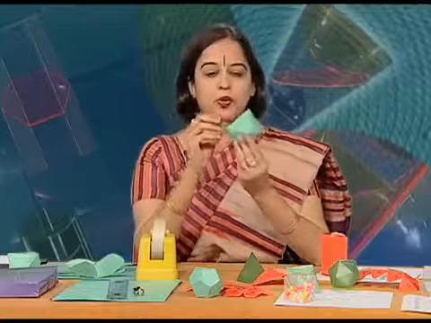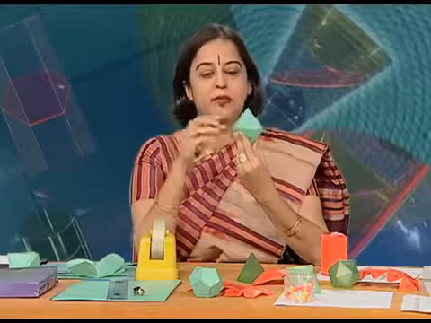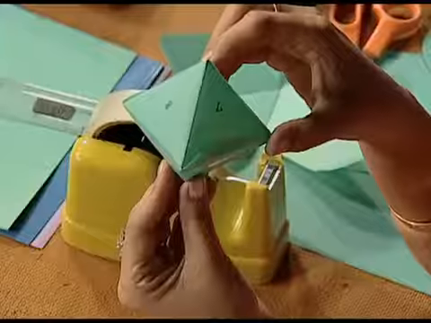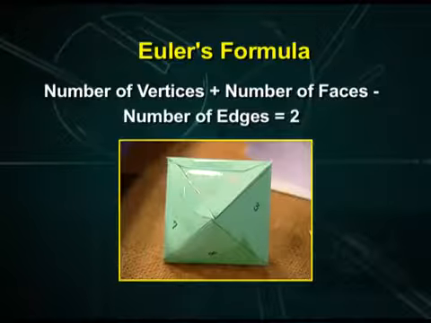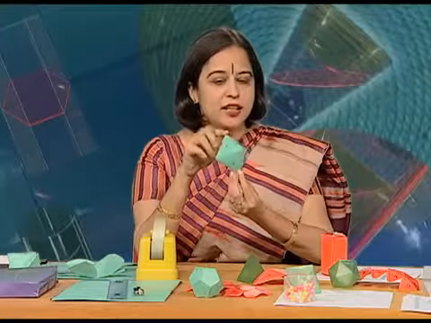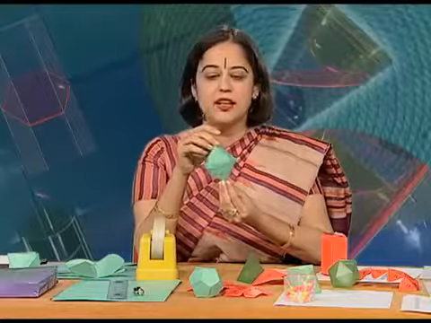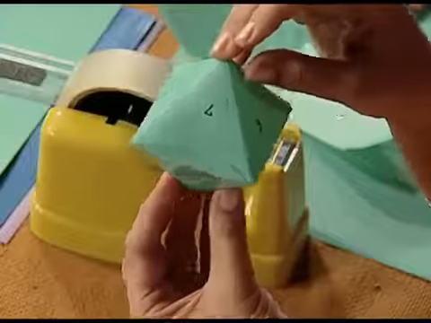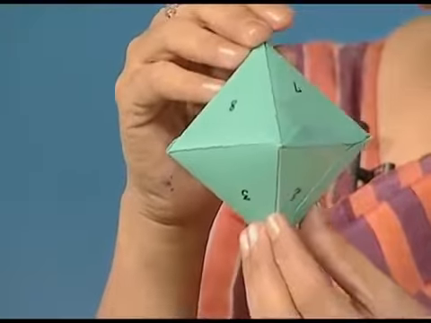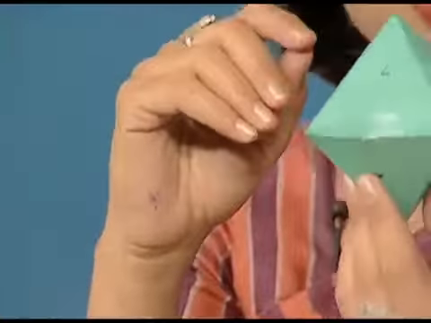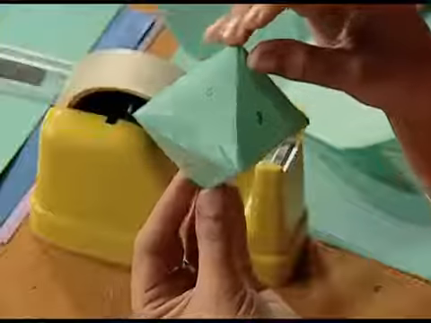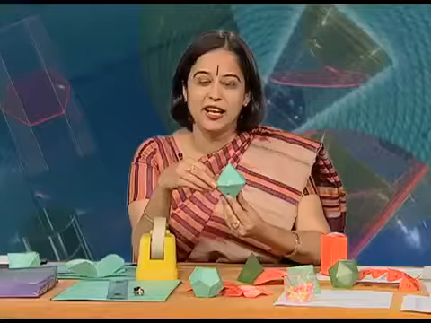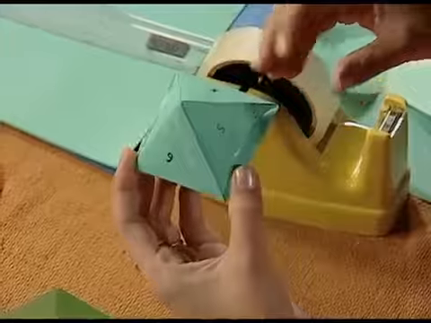What else you can do with this regular octahedron? You can verify the Euler's formula, that is number of vertices plus number of faces minus number of edges is 2. So you can count how many vertices are there, you can count how many faces are there, and you can count how many edges are there and verify the formula. Can you think of something else which you can do with this object? Oh yes, you can frame your own question as well. So you can make and play with this regular octahedron.